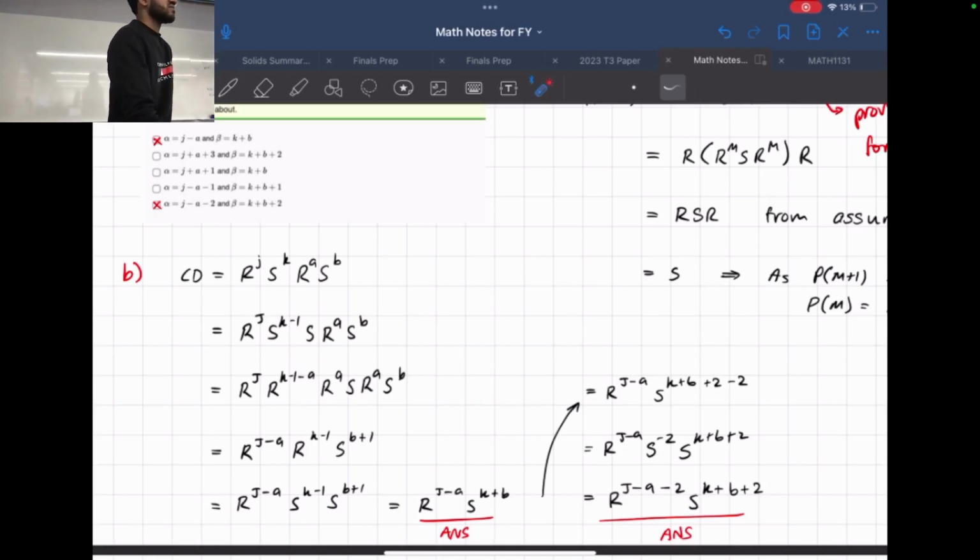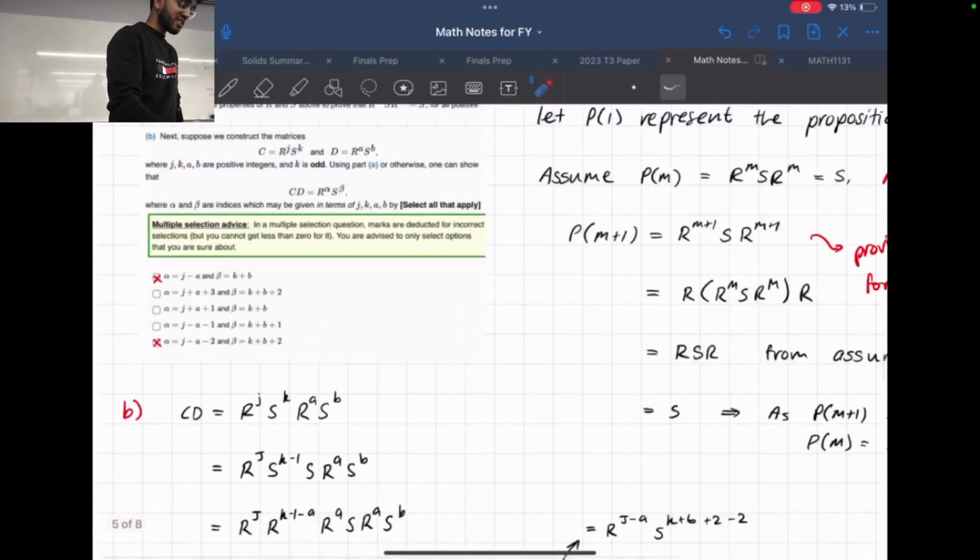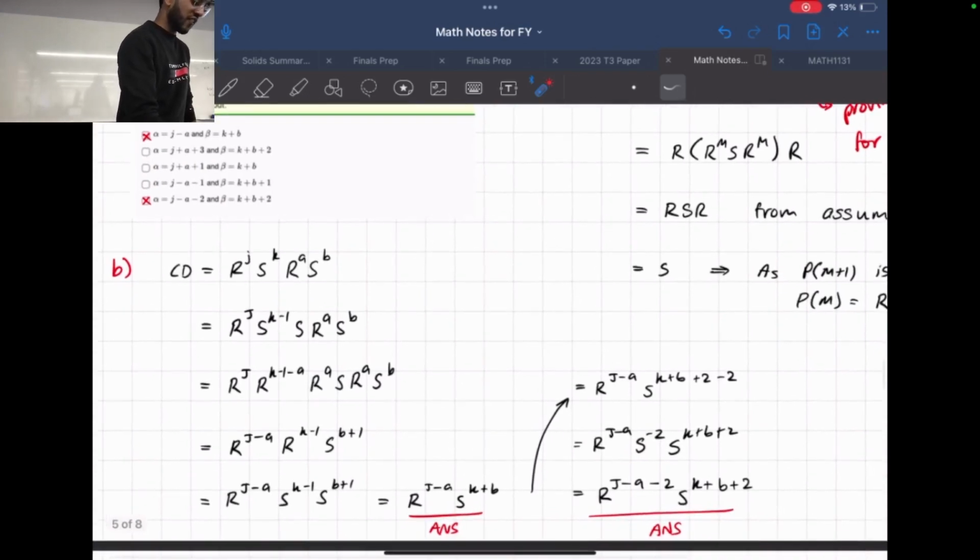Honestly, I think we can just leave it because this question's so scuffed. It doesn't even make sense. Bro, this doesn't even have a formula. This is matrices. Out of nowhere, for some reason they factored out an S, and then they multiplied by R to the a. I don't get it. It doesn't make sense.